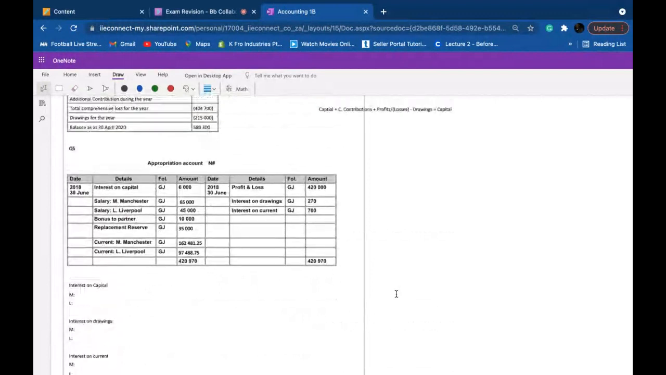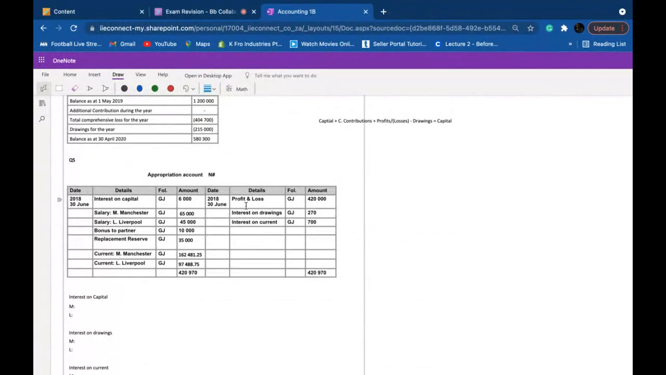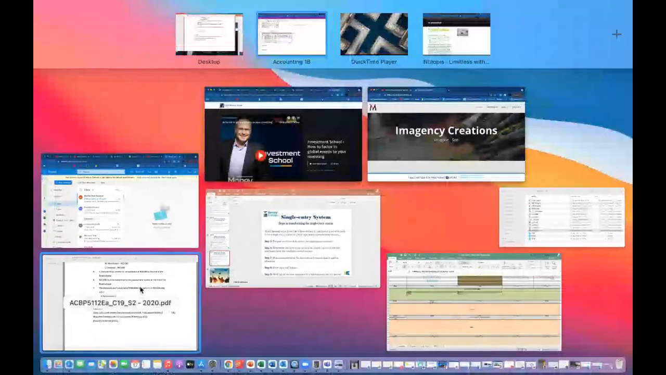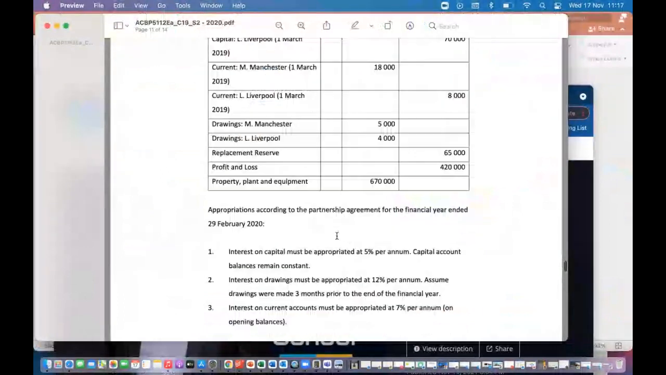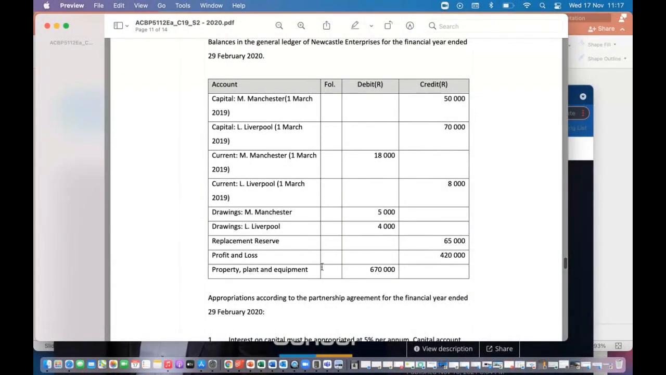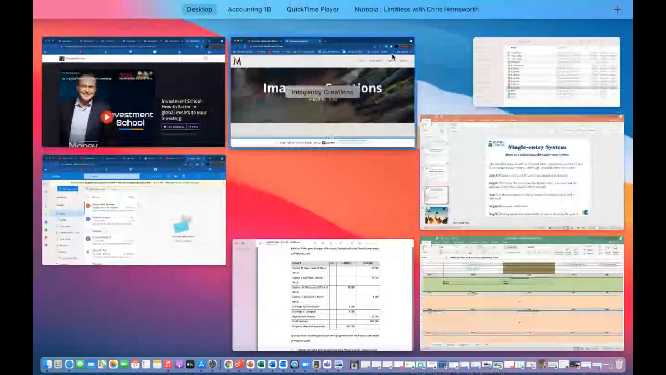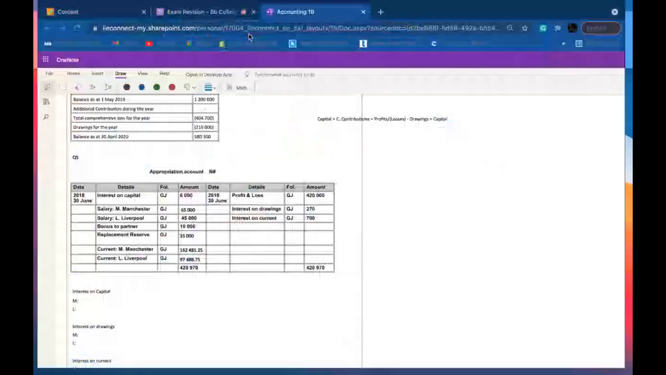Where were we? Question 5. So here, can you see? They said profit and loss. Okay, that's how much we have in profit. Let's see, where are we supposed to get this amount? It should be, they should have given to us in the table. Did they? Yes, they did. Profit and loss. Then we have a replacement reserve there of 65,000.